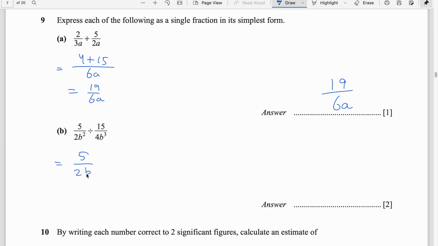5 over 2b square multiplied by 2b cube over 15. 5 goes 1 time, 5 goes 3 times, 2 goes 1 time, 2 goes 2 times. The square goes with this, 1 is left, so we're left with 2b by 3.